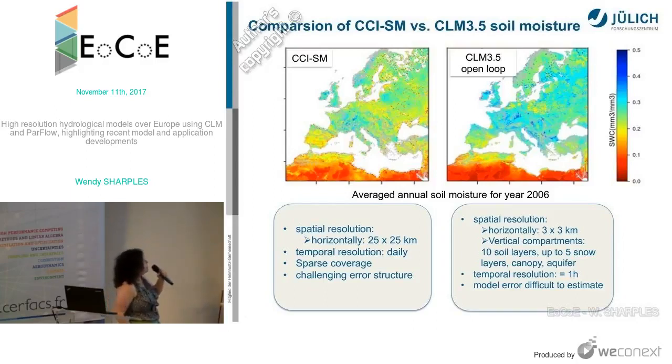So looking at the comparison with the open loop, so open loop actually means no data assimilation, and the CCI remote sensing data, you can see that the spatial resolution is different between the two. The temporal resolution is daily compared to hourly for CLM. There's sparser coverage in the remote sensing data compared to good coverage with the CLM model. And there's a challenging error structure inherent in the remote sensing data, and the model error for the open loop is difficult to estimate due to various things such as the model parameterization, the input data, etc.